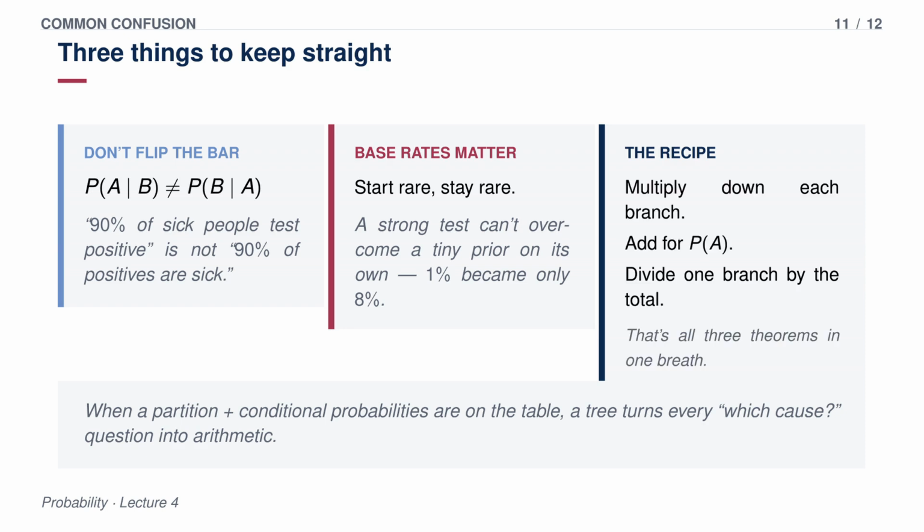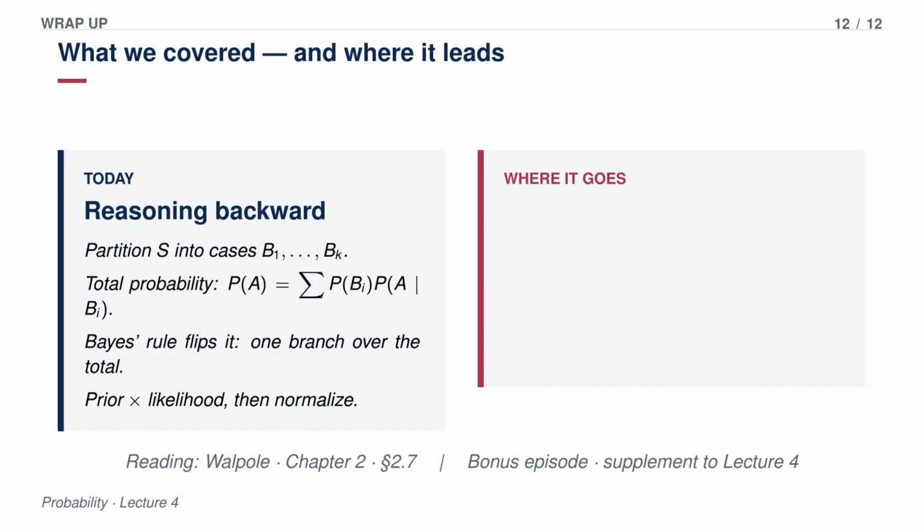And 3. The recipe. All 3 theorems in one breath. Multiply down each branch, add them up for the probability of the evidence, then divide the one branch you care about by that total. Whenever you've got a partition and the conditional probabilities, a tree turns every which cause question into plain arithmetic. That's the bonus episode.